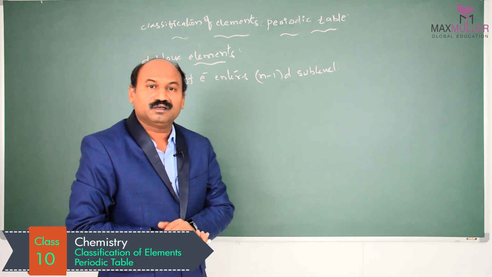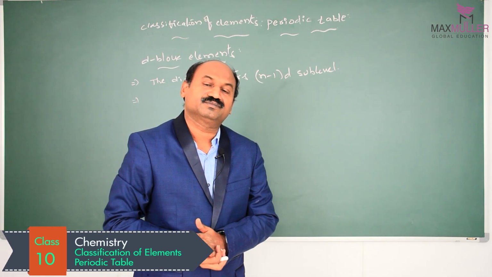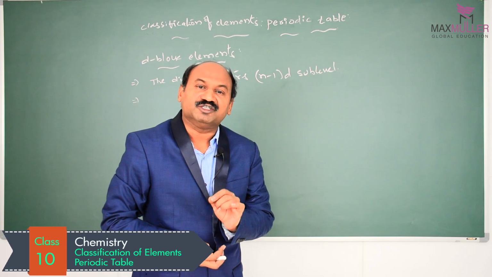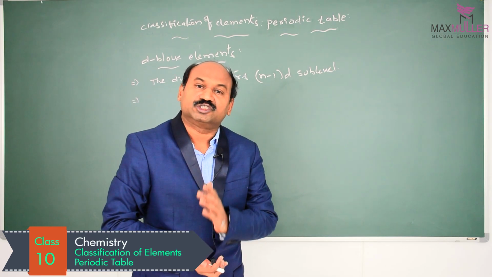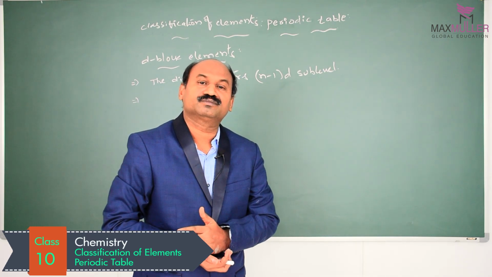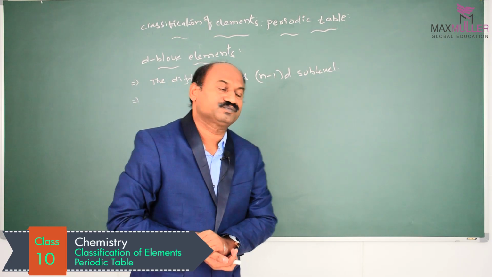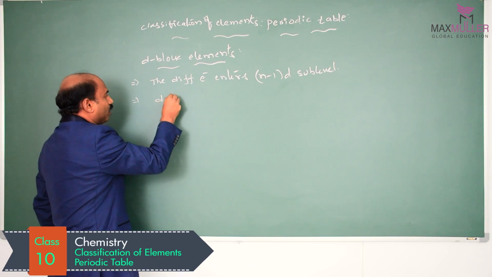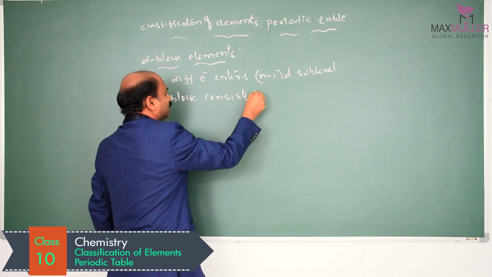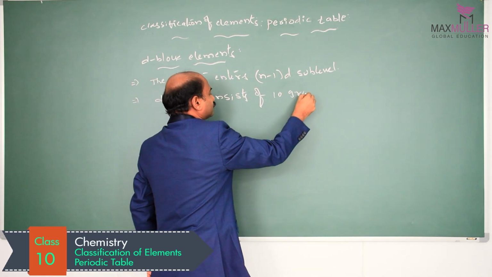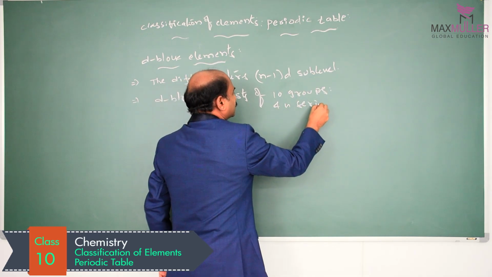Now, a d sublevel can accommodate a maximum of 10 electrons. That's why the d block consists of 10 groups, that is from third B group to second B group. So totally 10 groups are present in this d block. So the d block consists of 10 groups and 4 series.